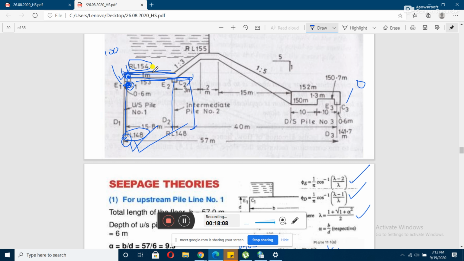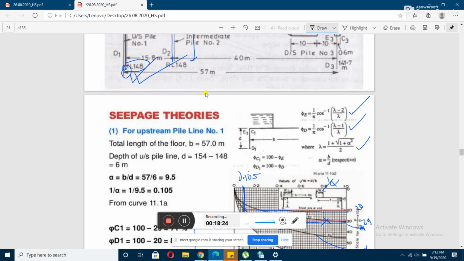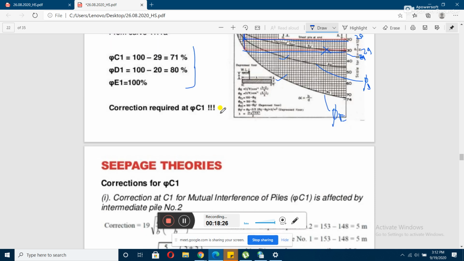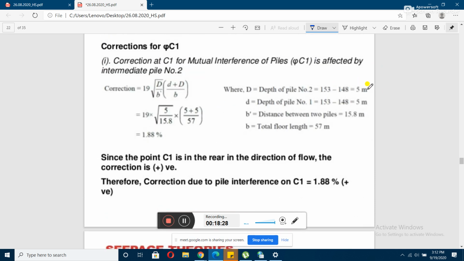What is the depth? This is at a reduced level of 154. This is 1 meter. So this is at a reduced level of 153, right? 153, and this is 148 reduced level. So the net depth will be 153 minus 148, it will be 5. You can see that it will be 5.